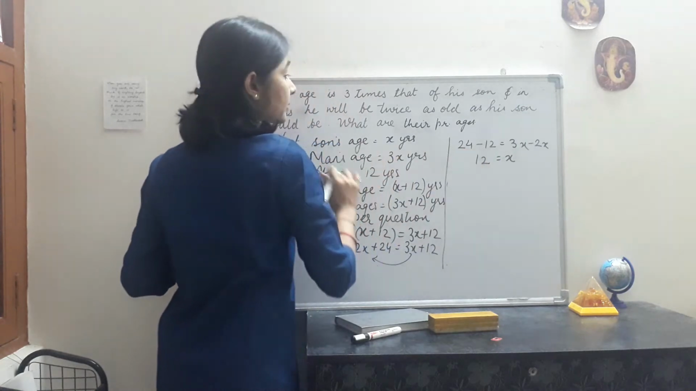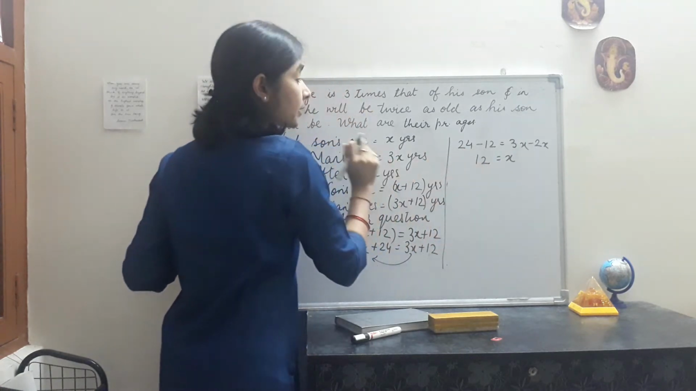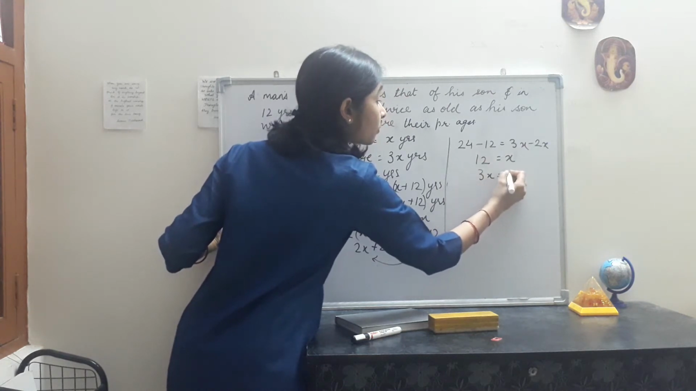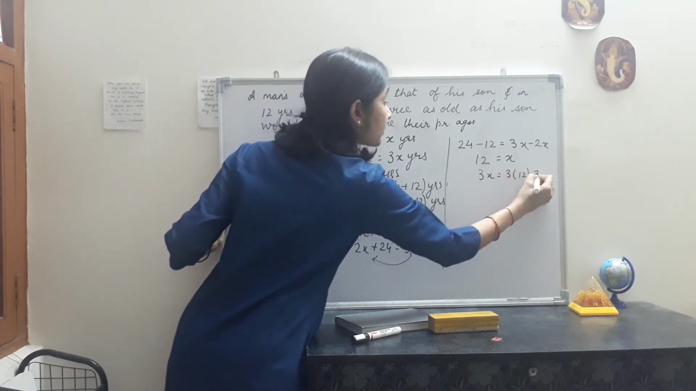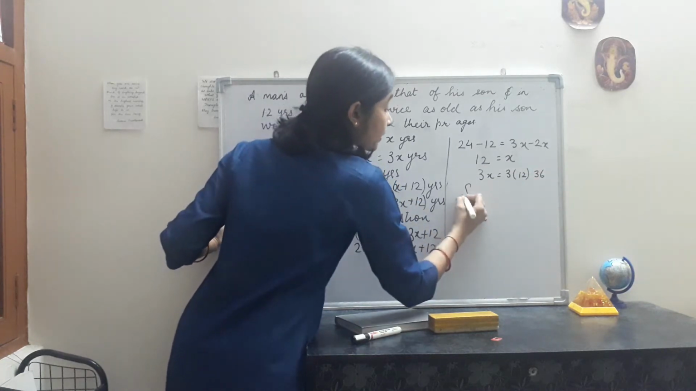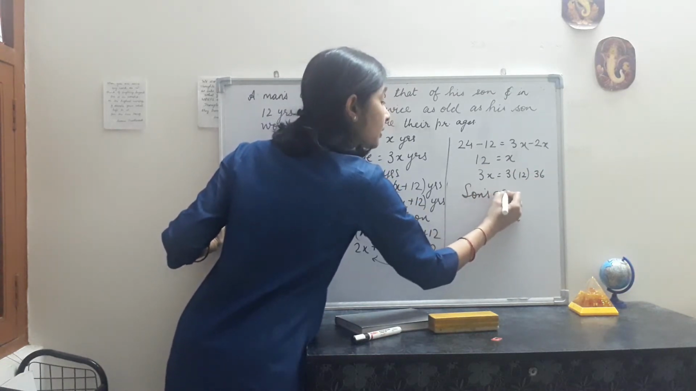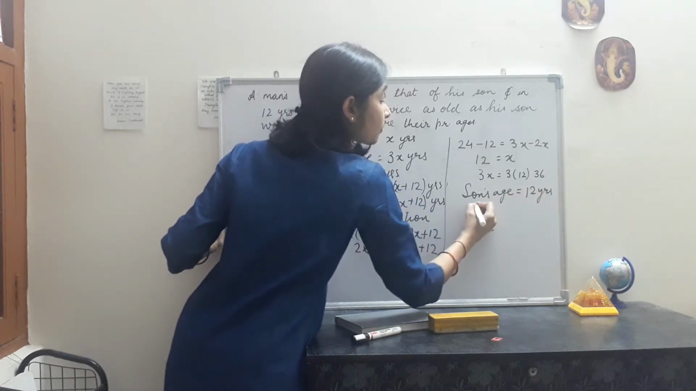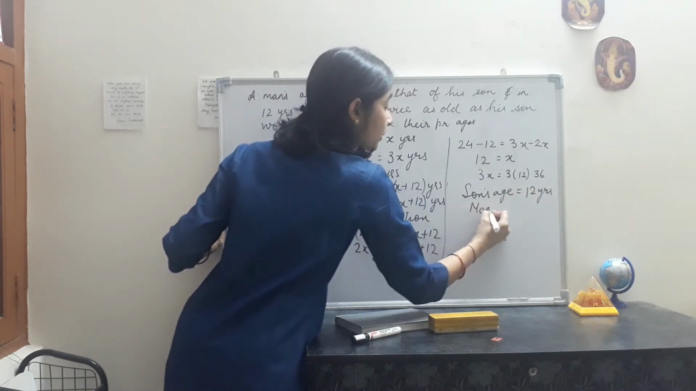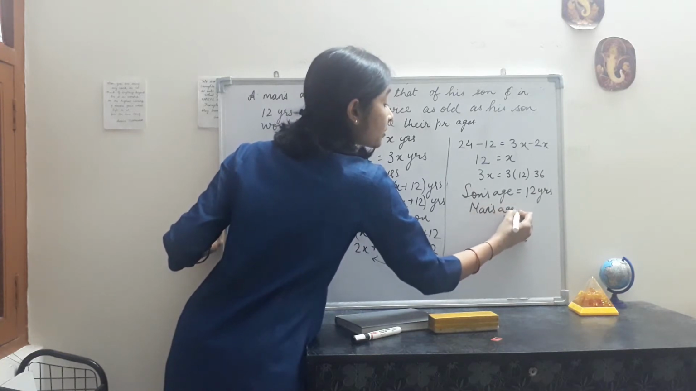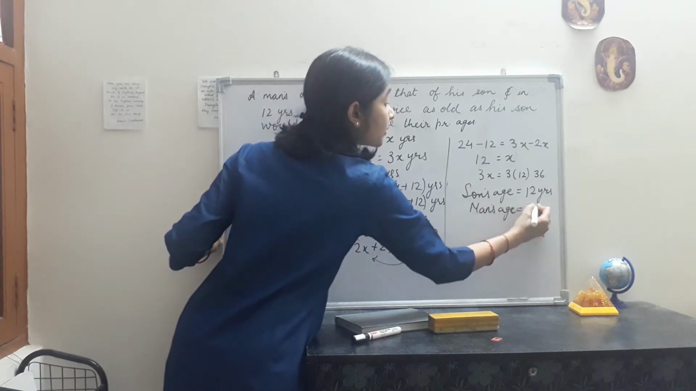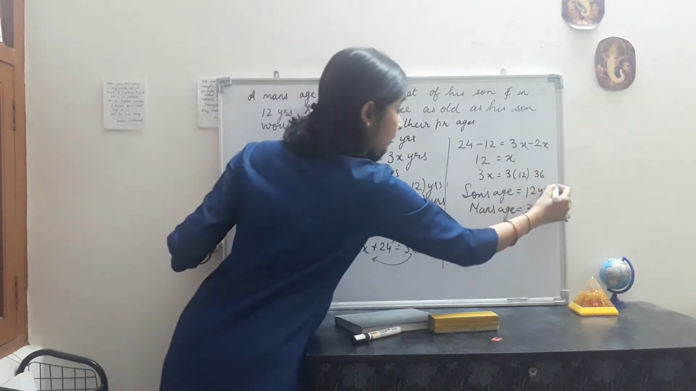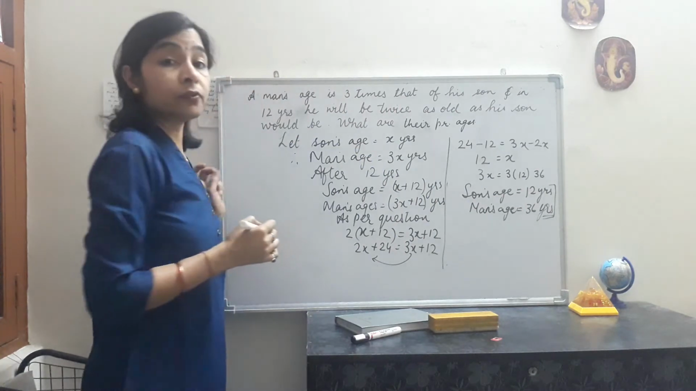So what is x? The son's age. And what is the father's age? 3x. So x is equal to 12, and what will be 3x? 3x is equal to 3 into 12, and that is 36. So son's age is equal to 12 years, and man's or father's age, whatever is given in the question, write accordingly, is equal to 36 years. Okay, that is the answer. That was the answer of the question that was asked.